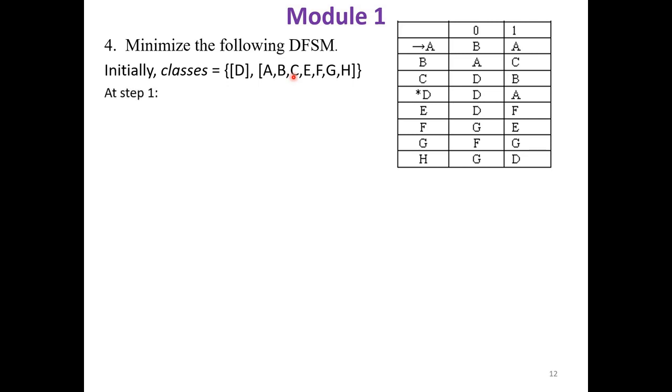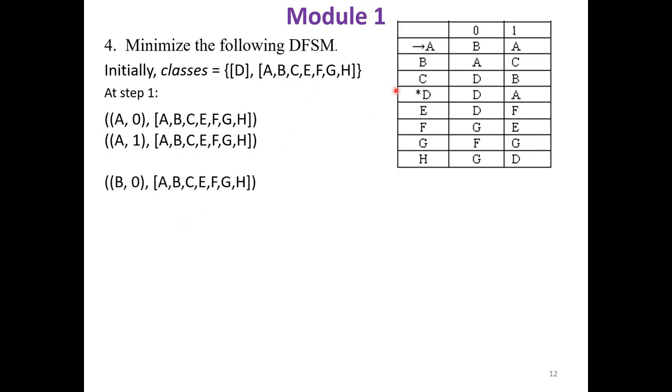For that we have to find out A0, A1. So A0 is going to B, which is in the second class. A1 goes to A, so that is also in class 2. A, B, C, E, F, G, H. B0 is going to A, that is class 2. B1 is going to C, C is again in class 2.